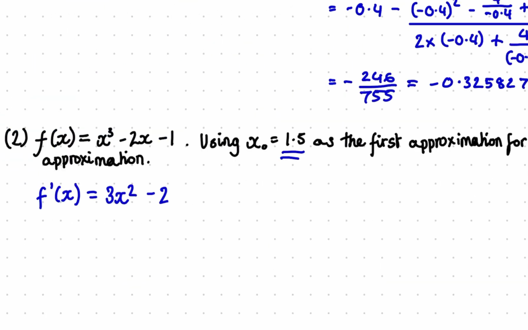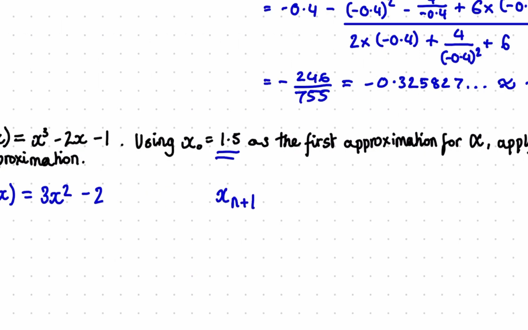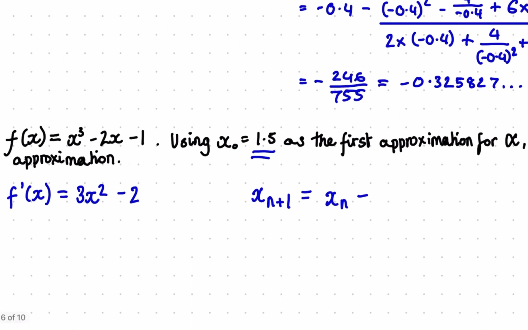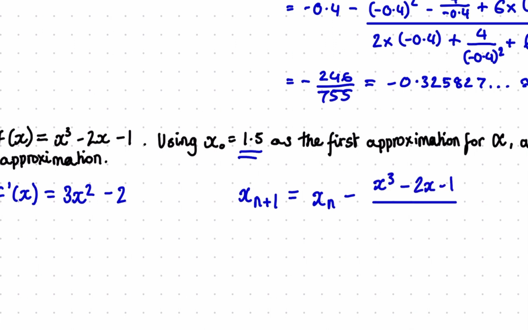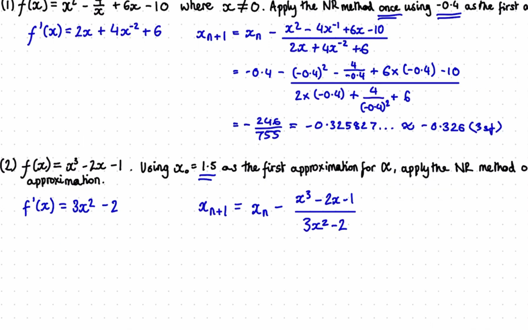And now that we have the derivative of the function, we can build our Newton-Raphson formula. x_{n+1} is equal to x_n minus the original function, x cubed minus 2x minus 1, all over the derivative of that function, 3x squared minus 2. And we're using 1.5 as the first approximation, so we put that into our formula to find the answer to the question.